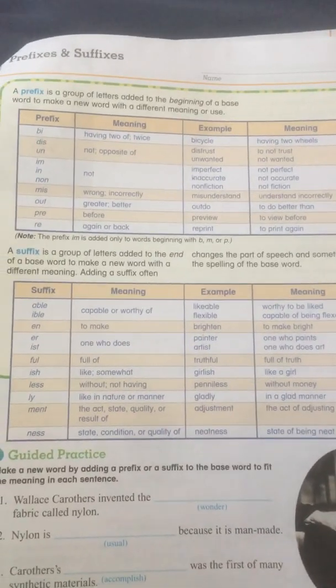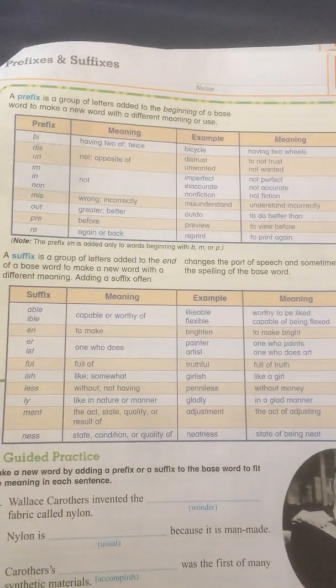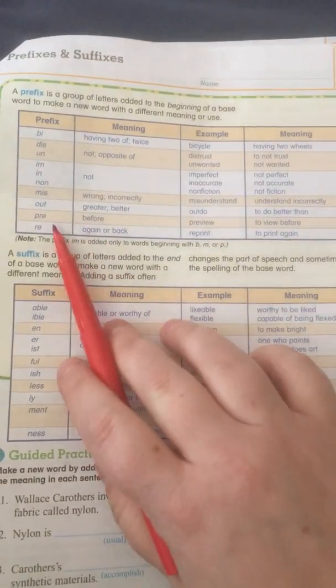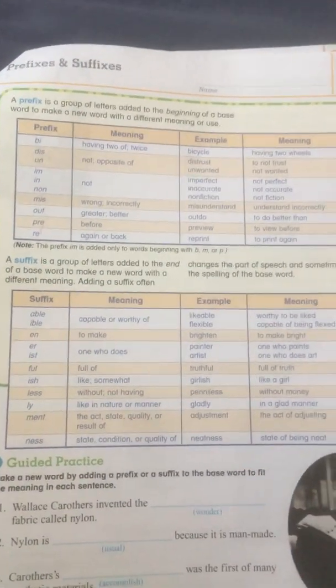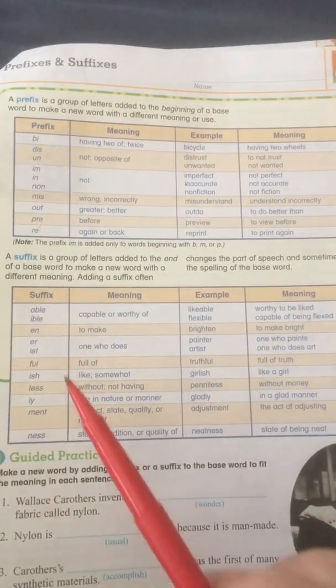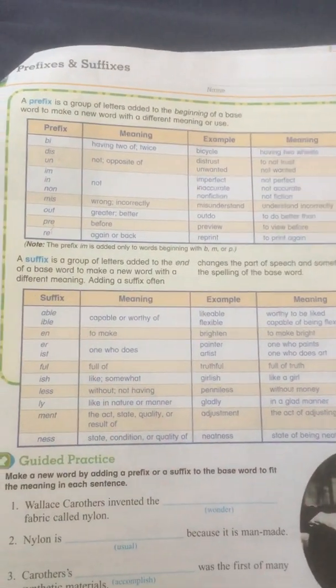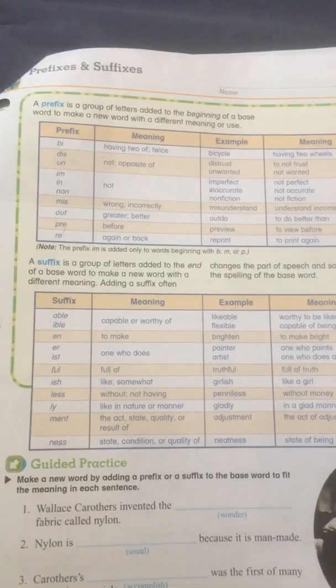Same with the suffix. The suffix is just at the end. So prefix is at the beginning. Pre means before, right? Oh, look, it even says it right here. Pre means before. So a prefix is something that's fixed before the beginning of the word. A suffix goes on the end of the word. It's a group of letters added that changes the meaning of the word.